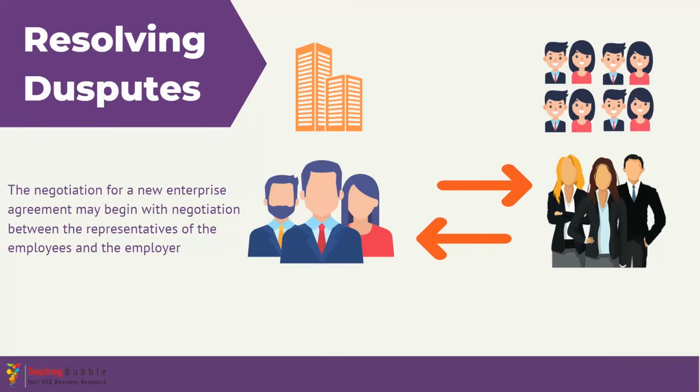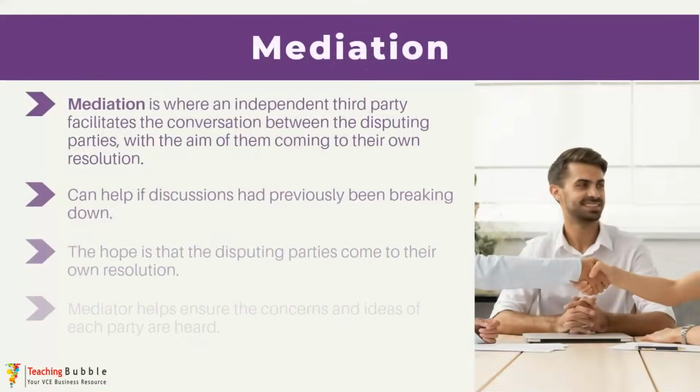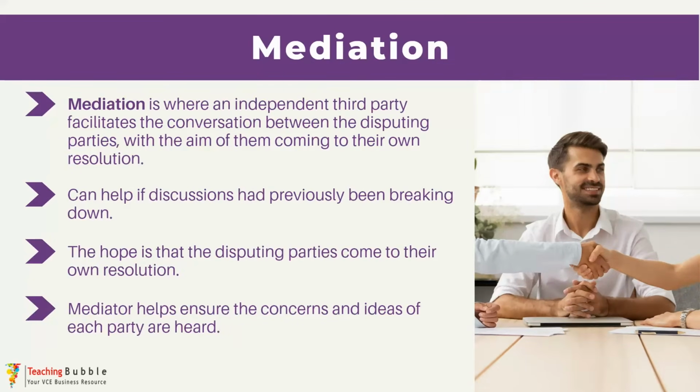However, sometimes these discussions or negotiations break down and the disputing parties just can't come to their own resolution. So maybe the discussions turn into arguments and the dispute is just not getting resolved. And in those cases, often the next step is to go through the process of mediation. So, mediation is where an independent third party helps facilitate the conversation between the disputing parties with the aim of those disputing parties coming to their own agreement. That's important. They come to their own agreement.